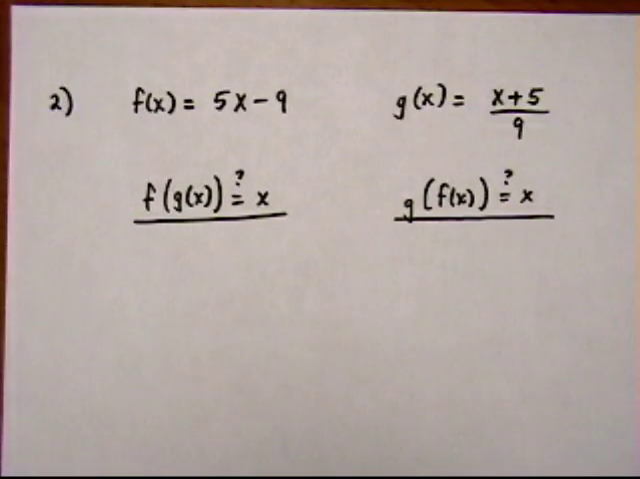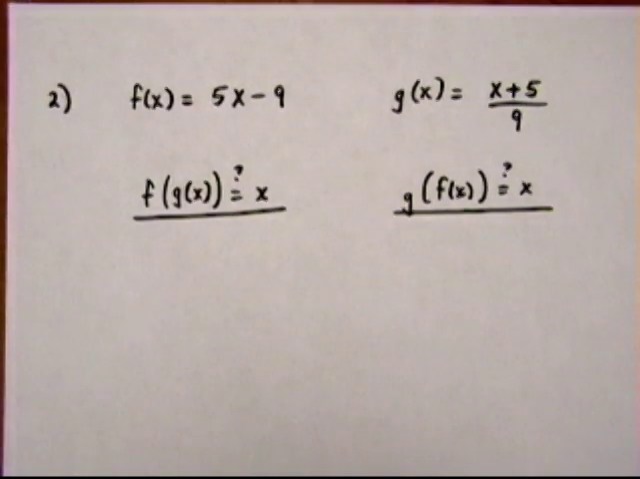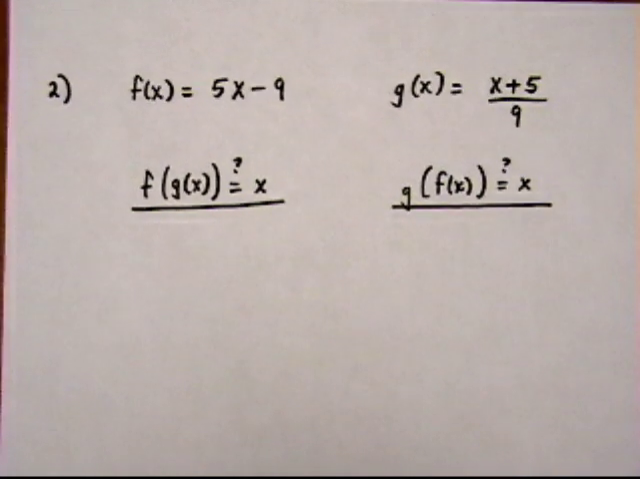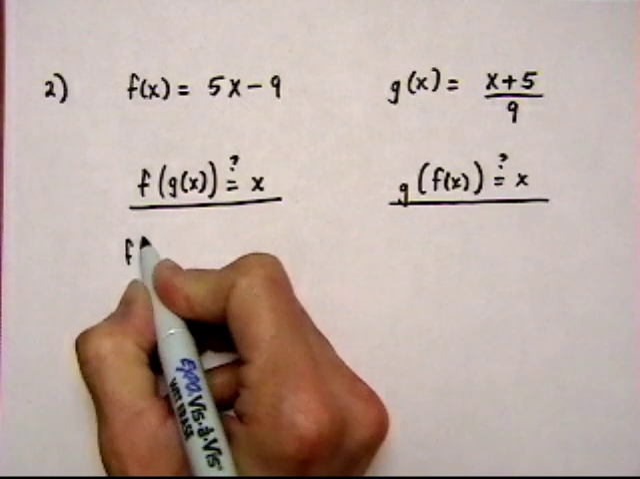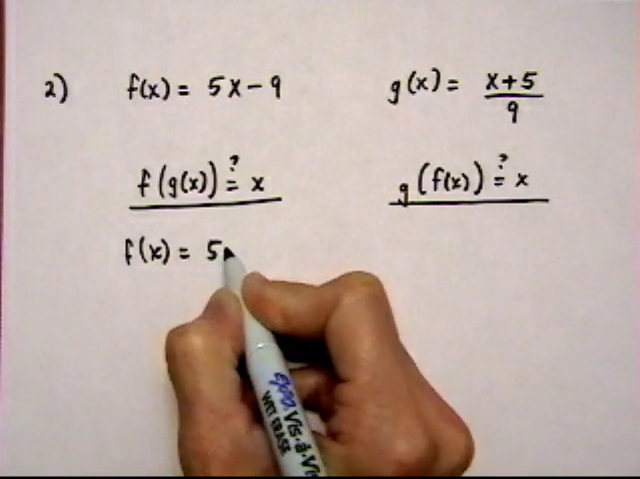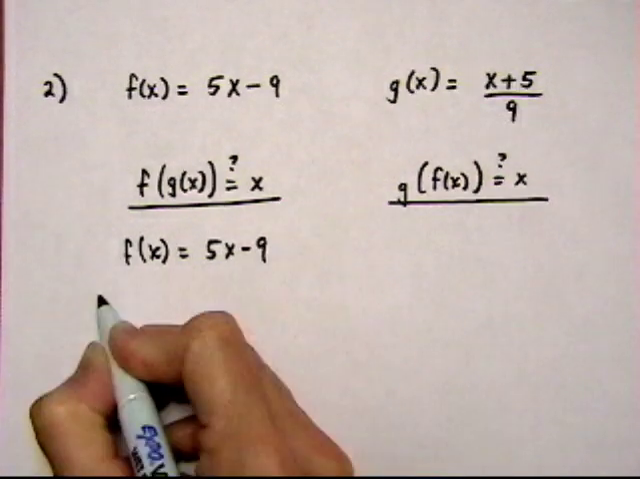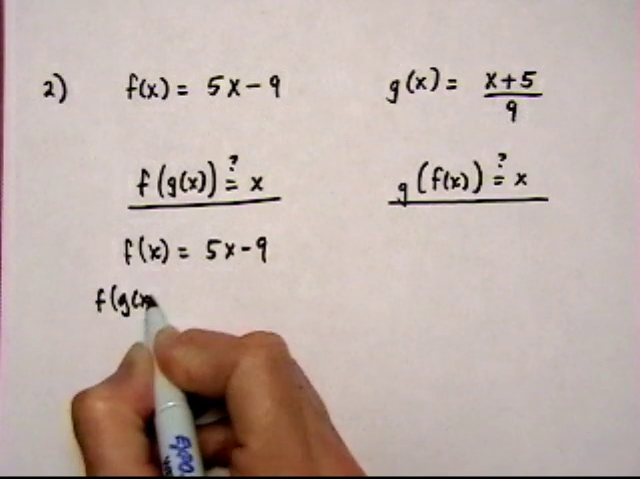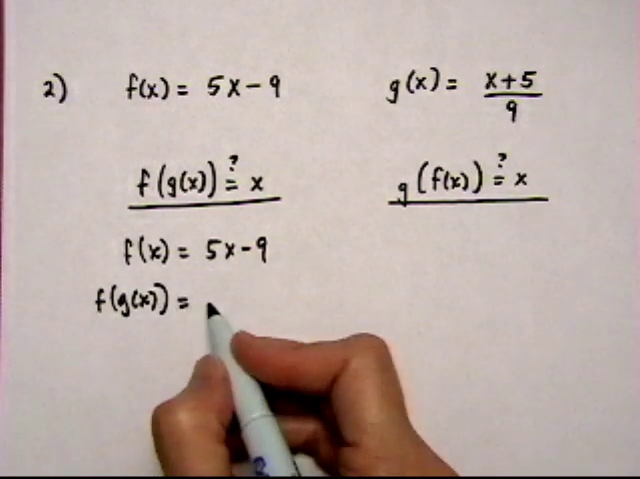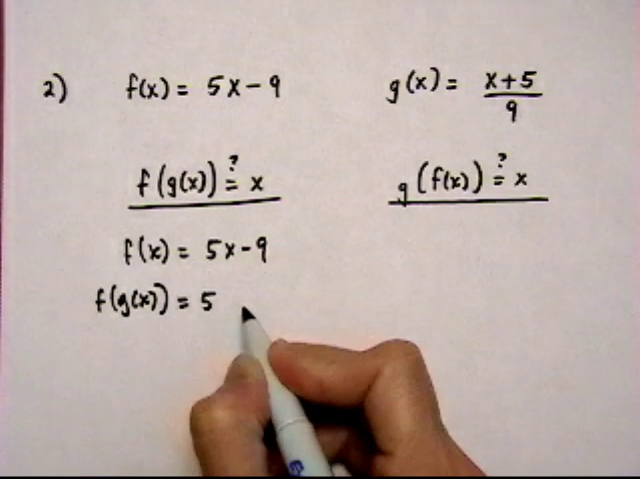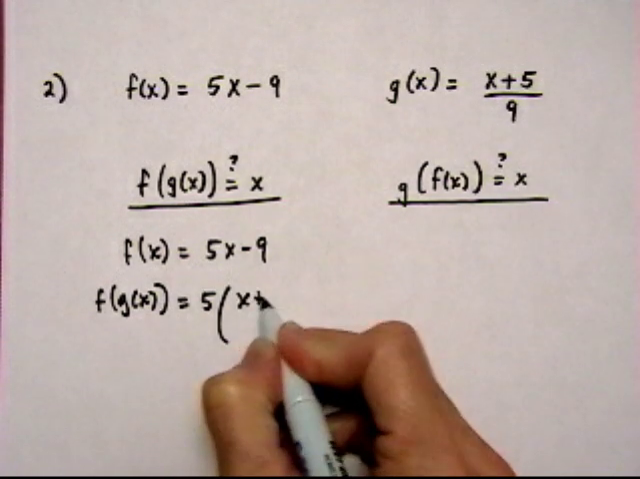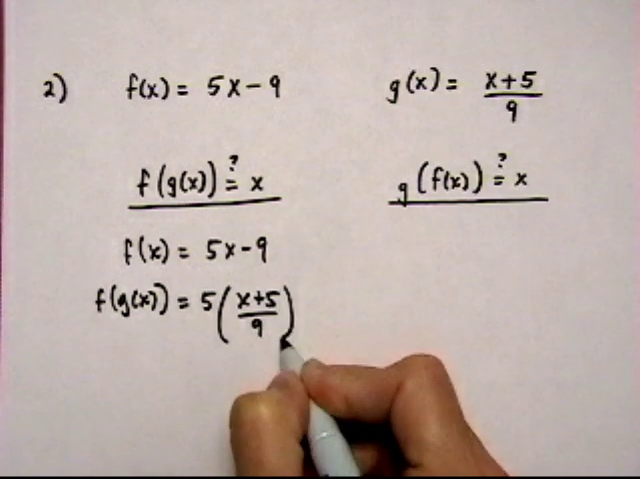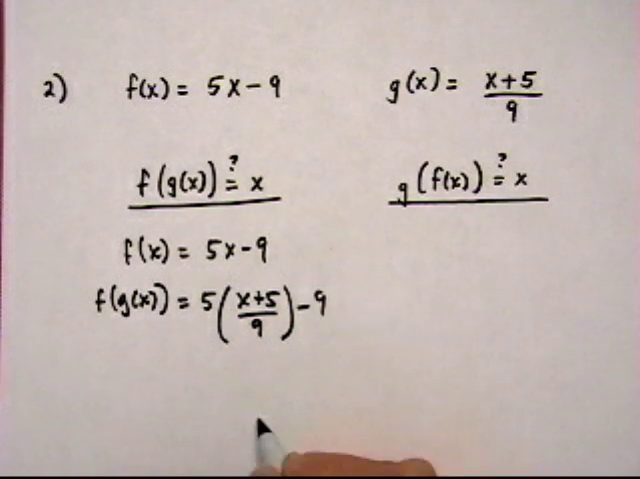And let's check out 2 more functions. Again, we want to see are they inverses of each other. So let's start with f(x). f(x) is equal to 5x minus 9. f(g(x)) is equal to, and we'll replace the x by g(x), which is (x plus 5) over 9. And bring down the minus 9.